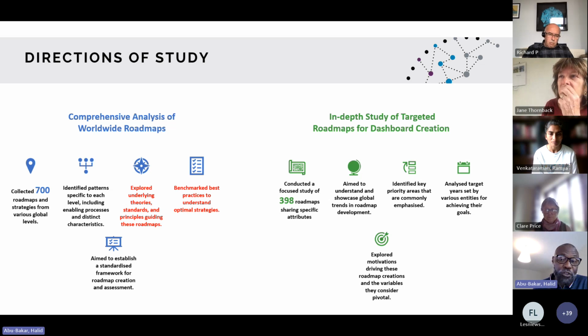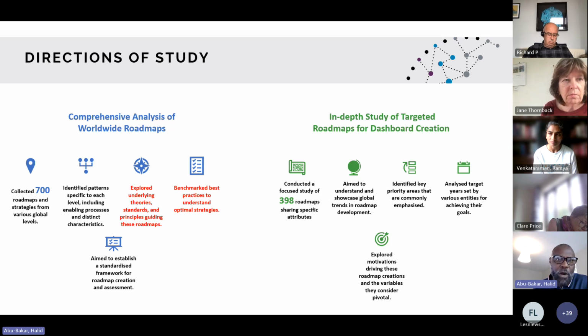And then I, of course, used some benchmarking, benchmarking some of the best practices of road mapping. And all of these came together to help me establish what I call the standardized framework for the development of roadmaps. So that is the first half of my work.